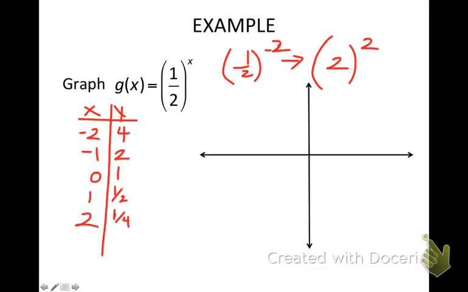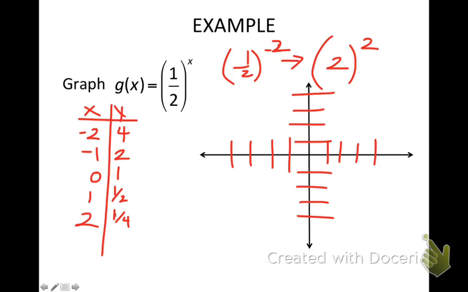Okay, so if we plot those, negative 2, 4. It's right about there. Negative 1, 2. 0, 1. Eyeball 1/2. Eyeball 1/4. Connect your curves, make sure your line does not go underneath that x-axis.